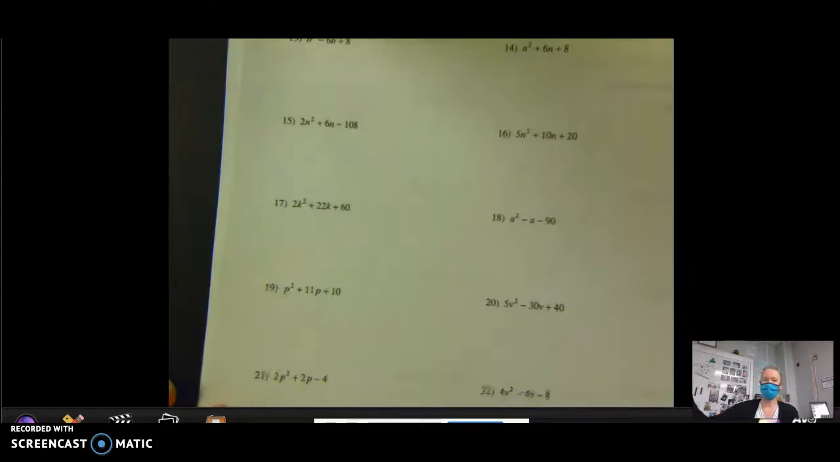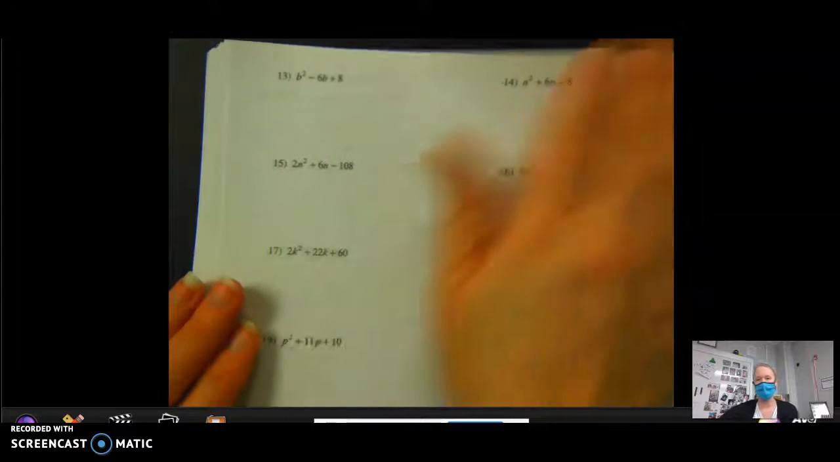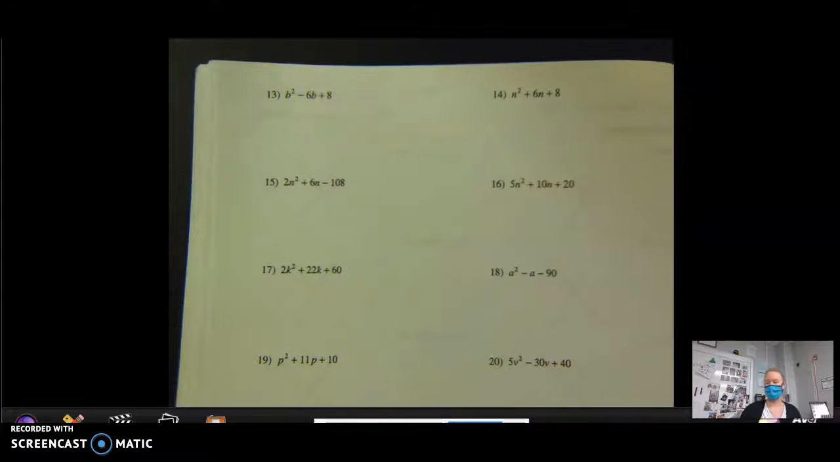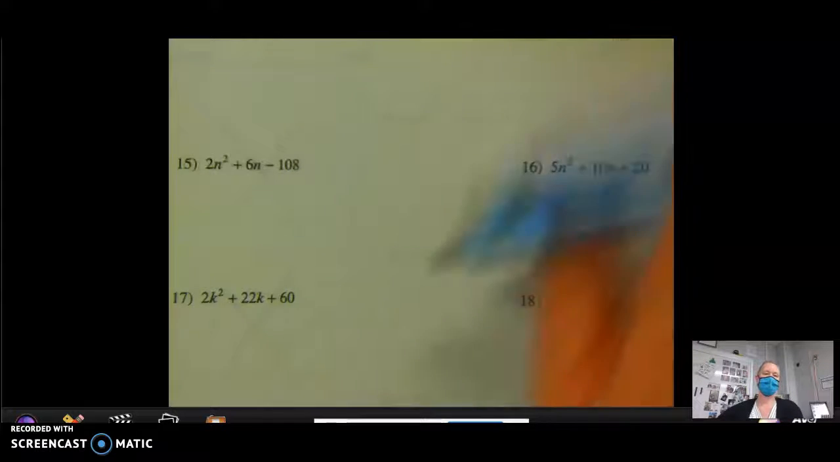Turn it to the back. We're going to look at these. We're going to do a couple of these together, and then you guys are going to work on these on your own for a little bit. So we're going to start with number 13. So find this page that has number 13 on it.